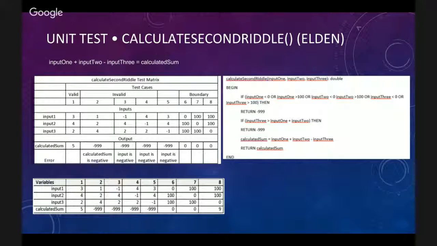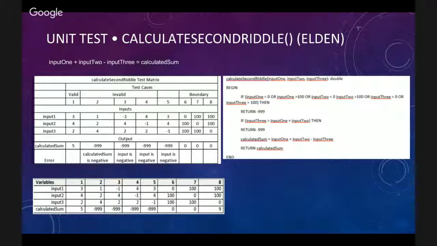What we have here is one of the unit tests that I had created in an individual assignment. And so one of our Sphinx riddles, it's a calculation that the Sphinx gives the player. And the player is to input 3 variables, so 3 numbers. And then it gives a calculated sum.